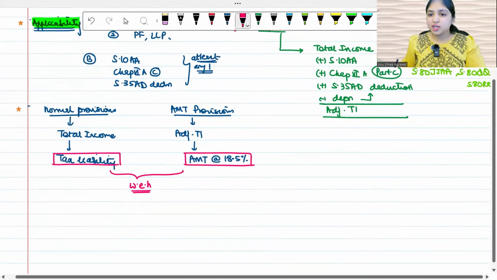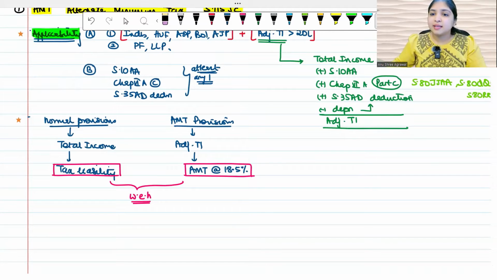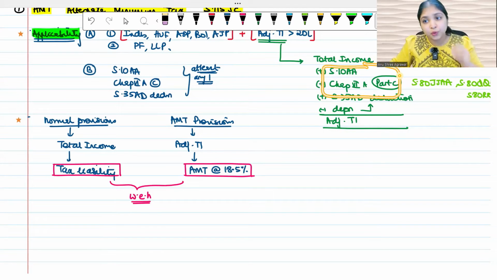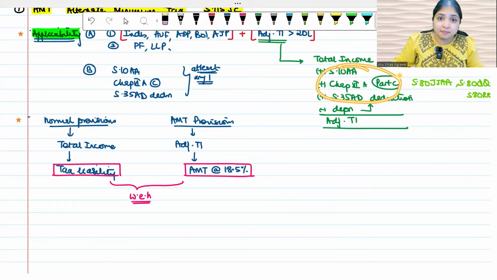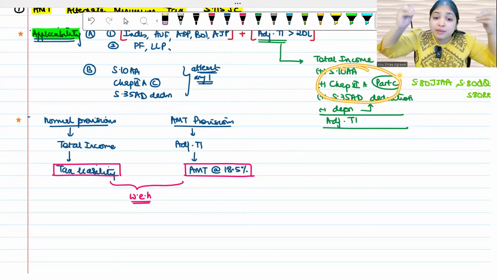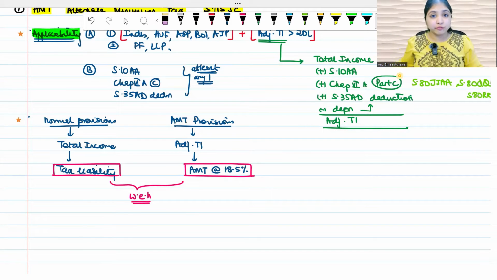See, the whole logic is, understand that these three, 10AA, Chapter 6A, Part C, and 35AD, these are the three biggest benefits that the Income Tax Act has given us. Because of these three big benefits, people end up saving a lot of tax. But the government is saying, see, I'm not going to take away these benefits from you. You enjoy these benefits, fine. But minimum 18.5% tax I want. So you reverse these benefits that you have enjoyed and give me minimum 18.5% tax.